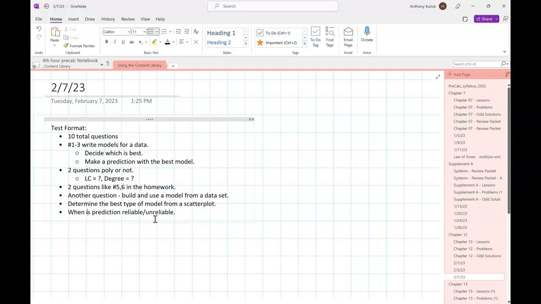So those are the 2 things you'd want to check: that your R, or your correlation, or your coefficient of determination has a good value, so your model is a good fit to your data set. And then 2, you're using interpolation instead of extrapolation. Everybody okay on test format stuff? Okay.